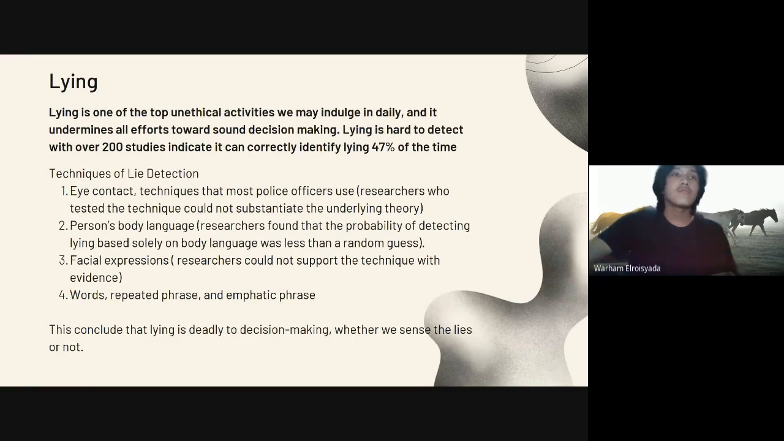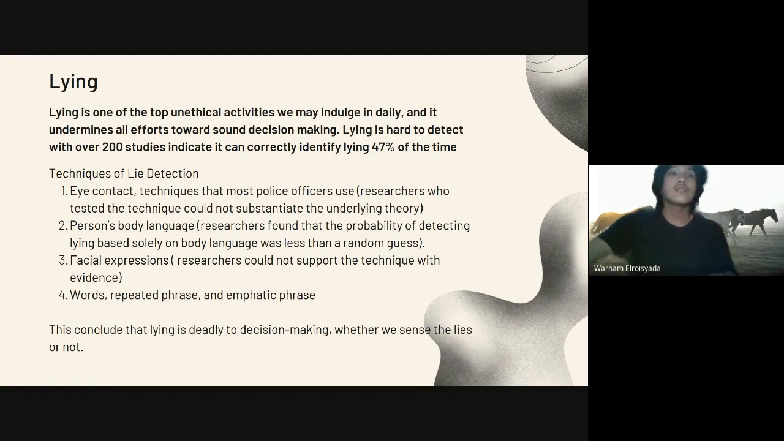So we're going to talk about lying. Lying is one of the top unethical activities that we may indulge in daily, and it undermines all effort toward sound decision making. Lying is hard to detect, with over 200 studies indicating that people can correctly identify lying only 47% of the time.